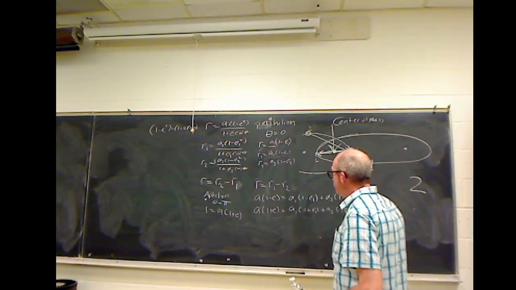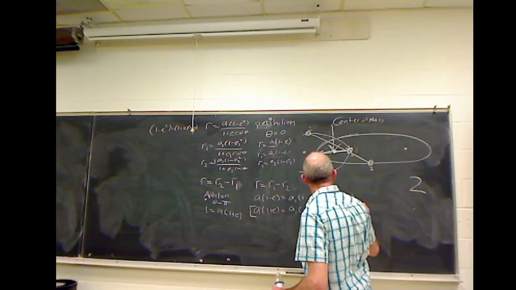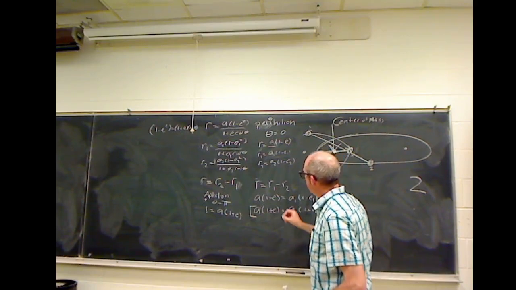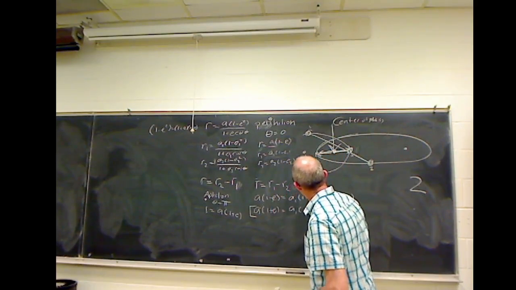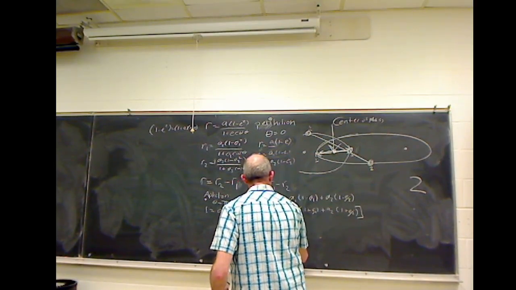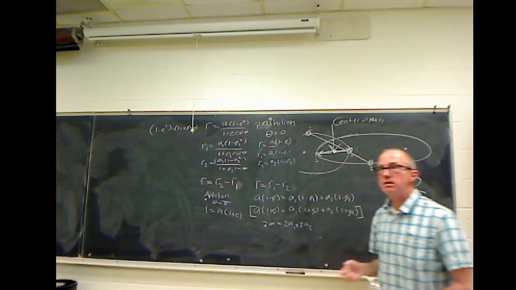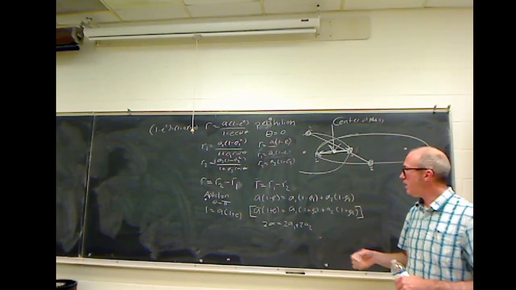Now I add these two things together. So I just add the whole equation together. I can do that. And then the e's cancel. And I'm left with 2a equals 2a1 plus 2a2. And then the 2's cancel.